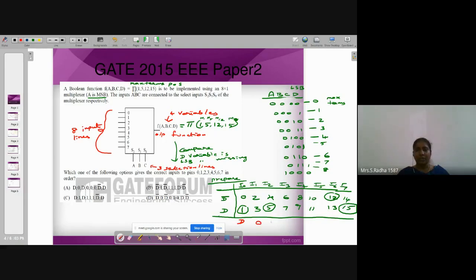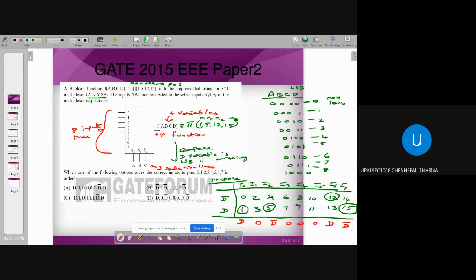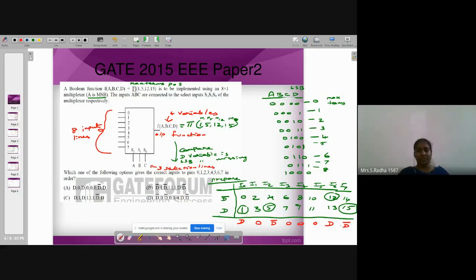Okay. And here D bar should be the input. Input is 0, 0, 0. D should be the input and D bar should be the input. So if this sequence is present, D, 0, D bar, 0, 0, 0, D, D bar. Okay, yes, they are asking for max term. First, I will clear with min term. I am just explaining the procedure.